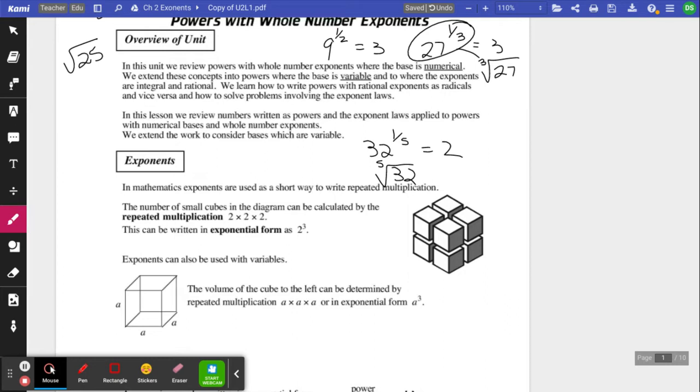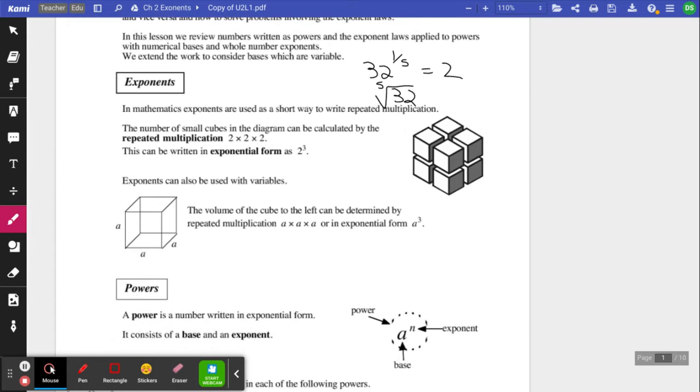In this lesson, we review numbers written as powers and exponent laws applied to powers with numerical bases and whole number exponents. We're going to say a lot of things like, if you're multiplying and the bases are the same, do what? Keep the base and add the exponents. Oh, you're brilliant. If you can just remember those things I taught you, right? If you're dividing and the bases are the same, what do? Keep the base and subtract the exponents. You guys are going to get those laws. They're going to get into your heads. You'll be hearing me speak in your minds.